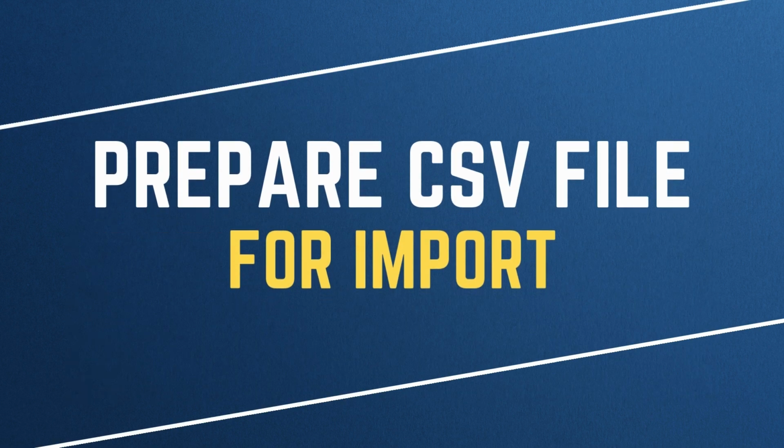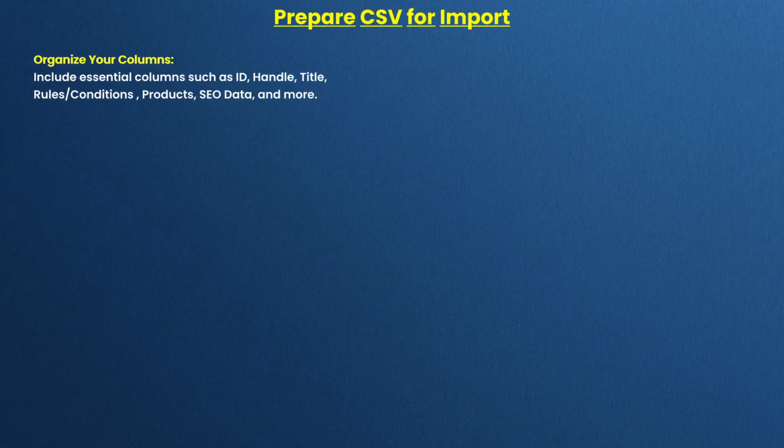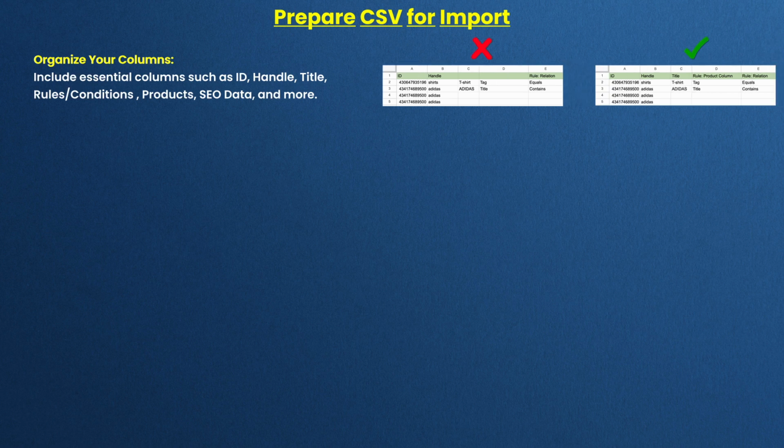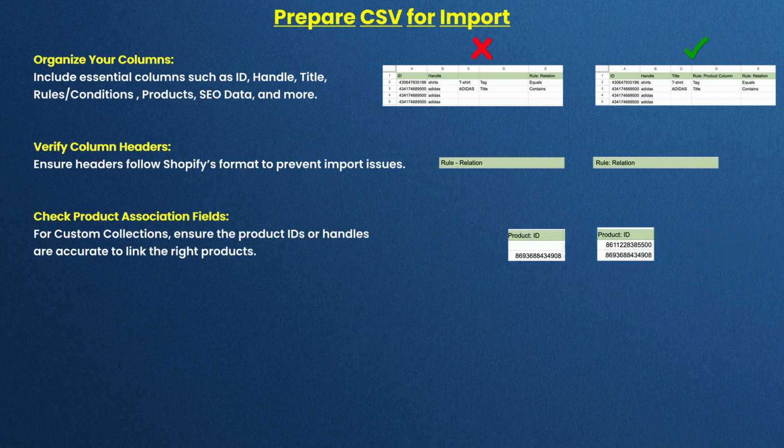Before importing, ensure your CSV file is formatted correctly to avoid errors. Here's a quick checklist to prepare your file. Organize columns: include essential columns such as ID, handle, title, rules or conditions, products, SEO data, and more. Verify column headers: ensure headers follow StoreRobo CSV format to prevent import issues. Check product association fields: for custom collections, ensure the product IDs or handles are accurate to link the right products.